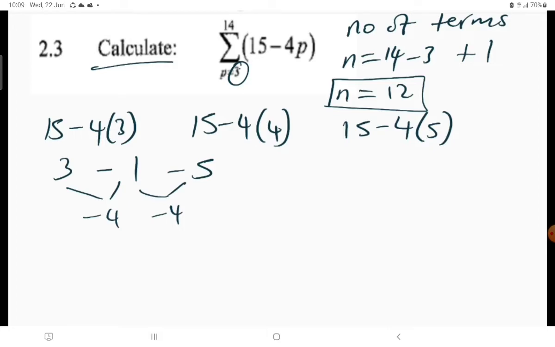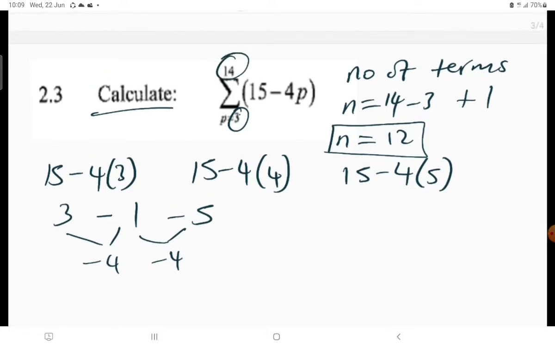How to find the last term? We are going to put 14 in the place of p. So which means now we are going to be having 15 minus 4 in the place of p. We put 14 so that we get the last term. So the last term here is 15 minus 4 times 14, then we get negative 41. That's the last term.